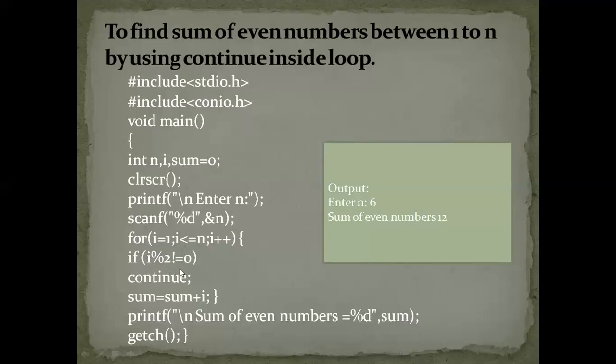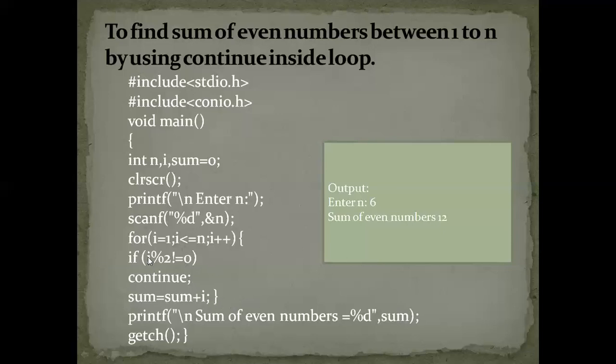Okay. So listen carefully. If i value mod 2, what is the i value I have taken initially? 1. Okay. 1 mod 2 is not equal to 0. This condition is true. Are you getting it? Okay. Continue. Sum is equal to sum plus i. So remember, whenever this condition is false, then the sum is going to take place.